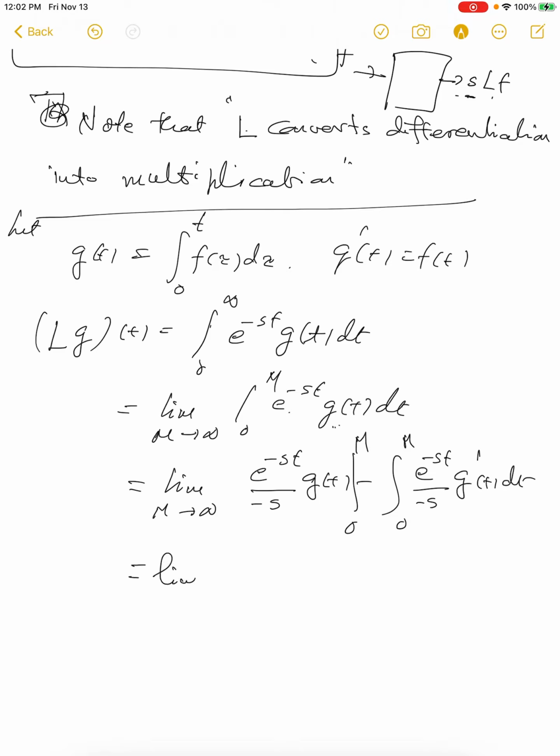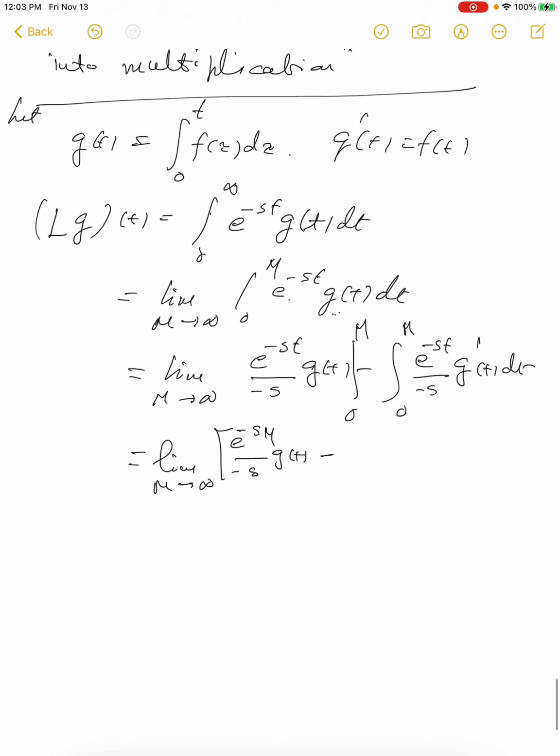And that's going to give me the limit as m tends to infinity of e to the minus sm by minus s times g t, minus, at t equal to 0, what do we get? At t equal to 0 you get e to the 0, which is 1. So you get 1 by minus s times g of 0. And then I will get plus the limit as m tends to infinity, minus minus comes out 1 over s, times the integral from 0 to m of e to the minus st, g prime is f.